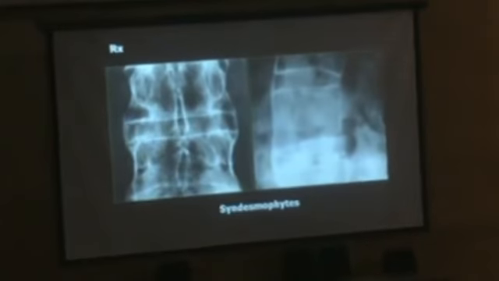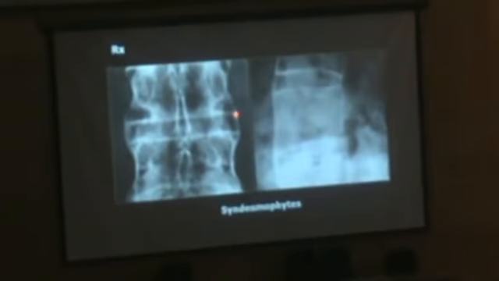So here is the typical feature of a syndesmophyte seen on X-ray. This is a very thin ossification along the external aspect of the annulus fibrosus. So here laterally, and here anteriorly and posteriorly.